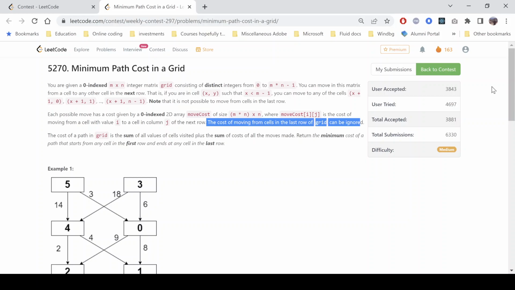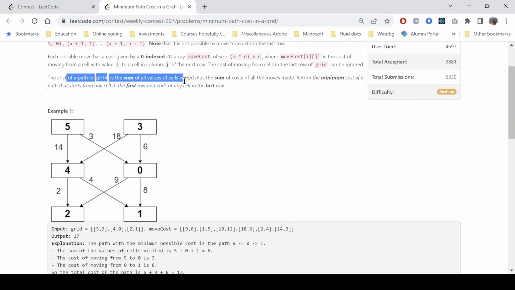Now the cost of a path in a grid is the sum of all the values of cells visited plus the sum of cost of all the moves made. Now we need to return the minimum cost of a path that starts from any cell in the first row and ends at any cell in the last row.